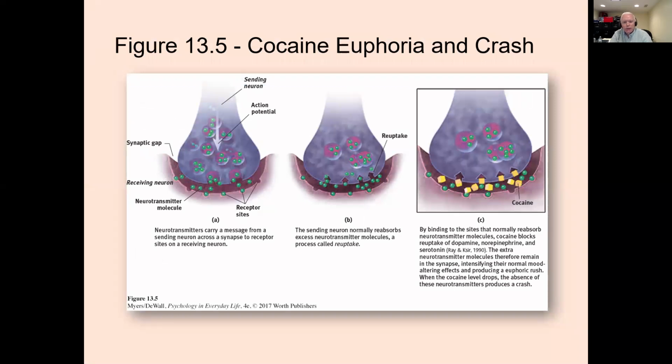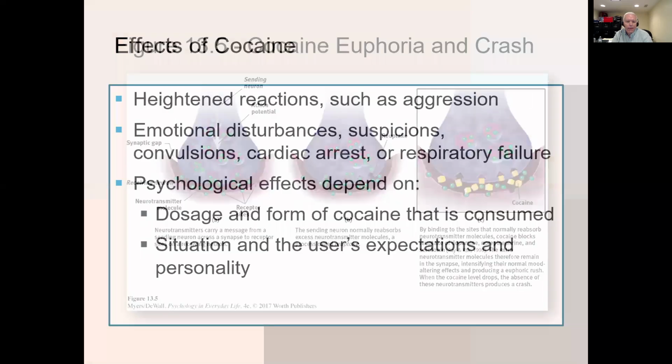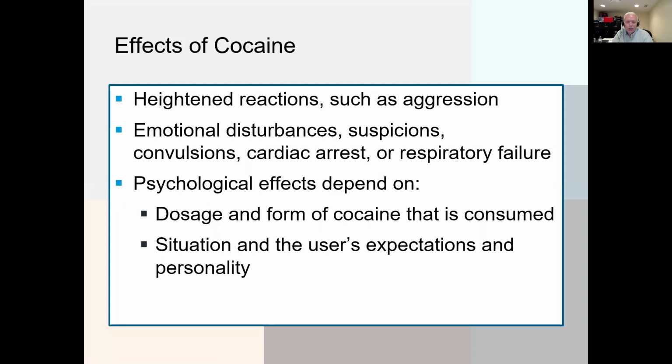In this slide, we can see the mechanism of action when this happens for cocaine, where it blocks the reuptake of dopamine at the synaptic junction, as you can see there. So under the influence of cocaine, it can affect us in many different ways. We can become more aggressive. We can become suspicious. We can have various physical problems, including convulsions, cardiac arrest, and respiratory failure. And the psychological effects that cocaine has on us may depend on the dosage, the type of cocaine that's consumed, and the situation in which it occurs, and what the user expects of taking the cocaine. And that then interacts with their personality and can magnify certain personality traits in unhealthy ways.